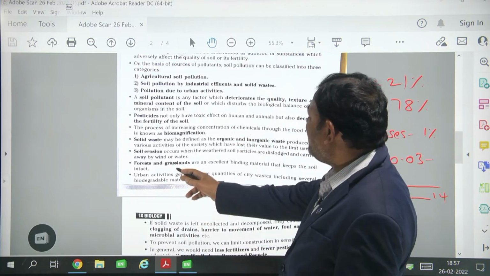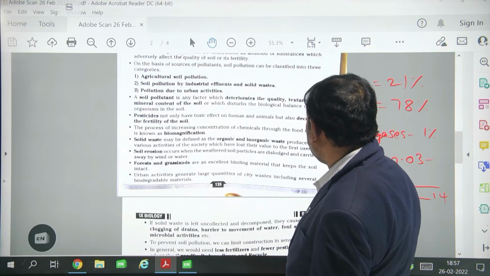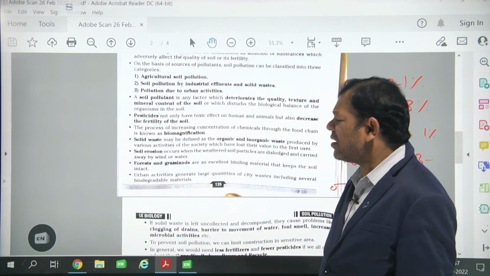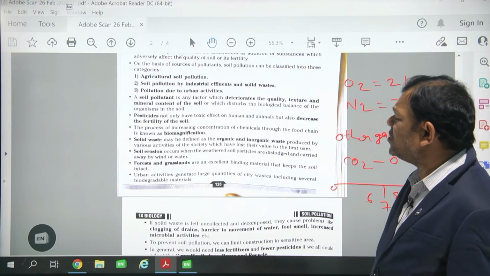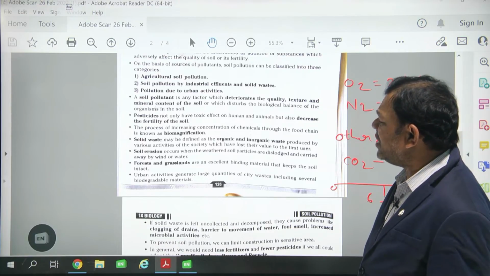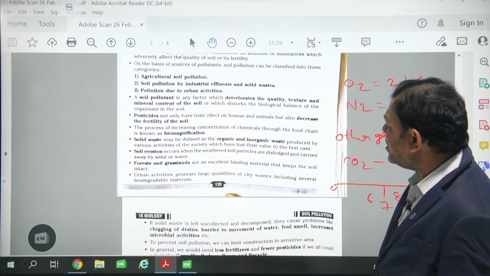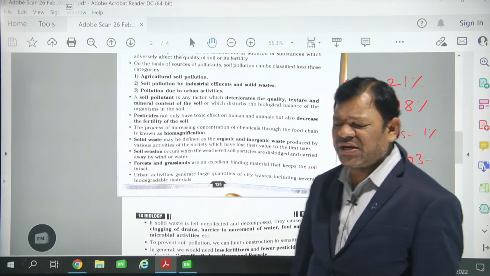Next, forest and grassland are an excellent binding material that keeps the soil intact. If you are growing crops or growing a forest, soil erosion is prevented. Urban activities generate large quantities of city waste, including several biodegradable materials.